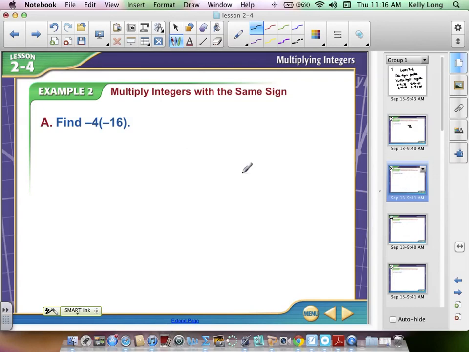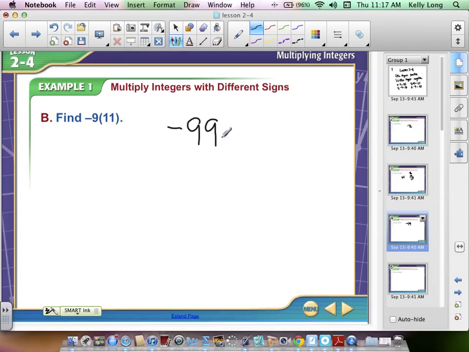Negative 4 times negative 16, like or unlike signs? Like signs, so all you got to do is multiply 16 times 4. If you can't do it in your head, do it over here on the side. You get 64, like signs, so my answer is a positive 64. All right, negative 9 times 11. Again, I have unlike signs, so I know my answer is going to be negative, and then 9 times 11 is 99. Okay, as easy as it looks, isn't it?